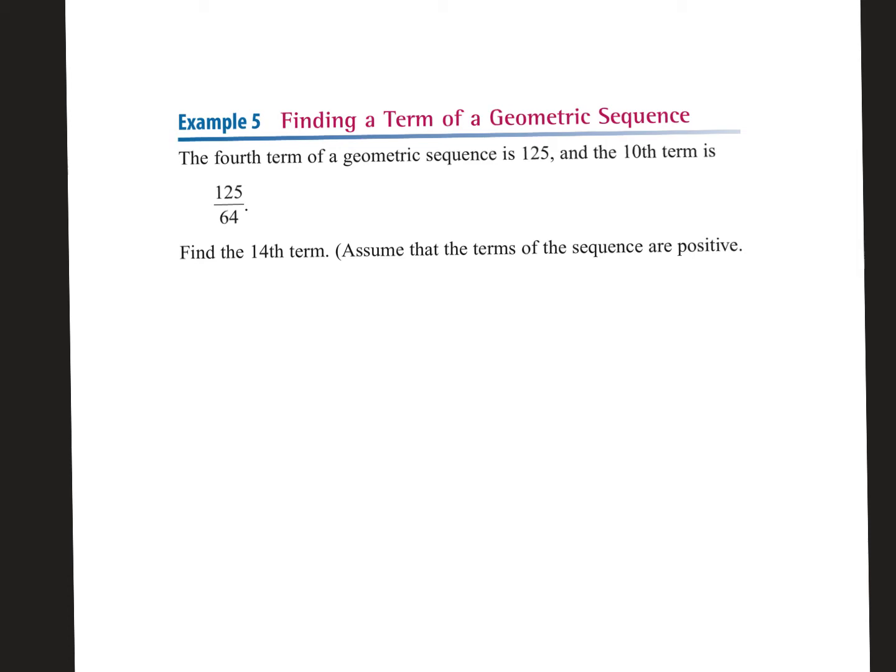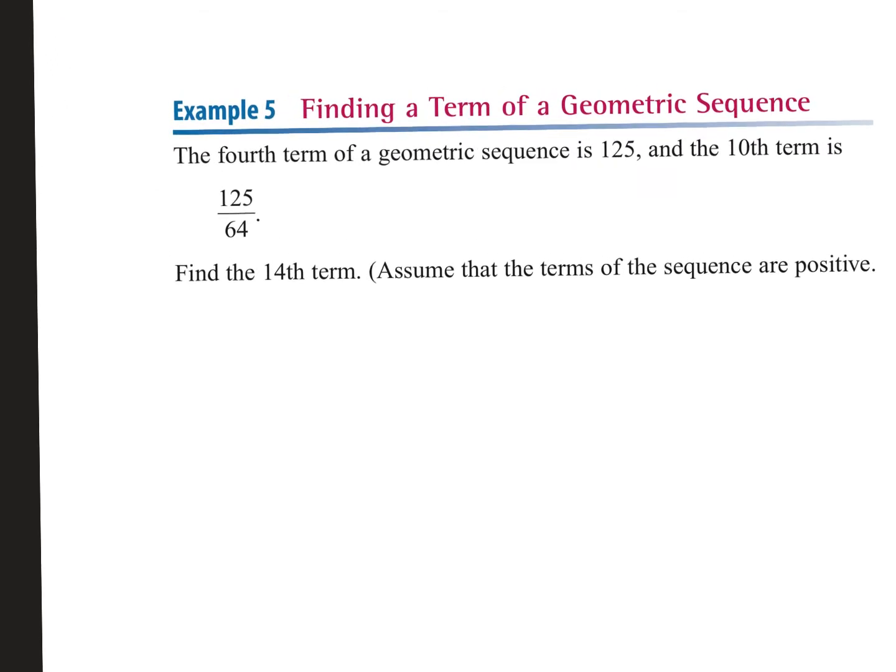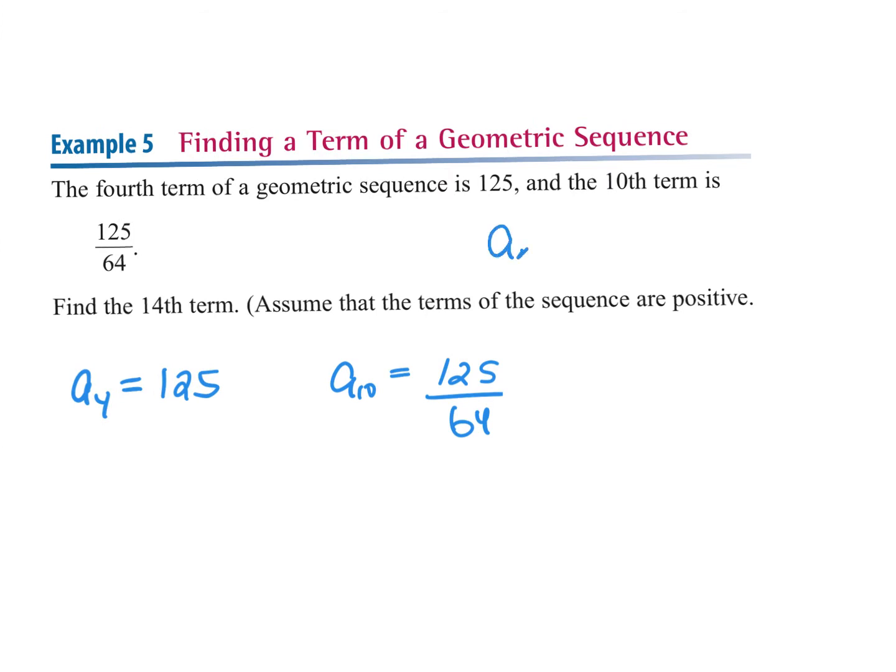So again, this one's a little harder, but what is given to you? You're given that the fourth term, a sub 4, is 125, and a sub 10, the 10th term, is 125 over 64. Everybody see that? All right, so our formula to find any term in a geometric is a sub n equals a sub 1 times r to the n minus 1, correct?